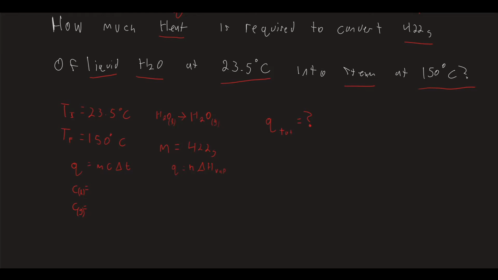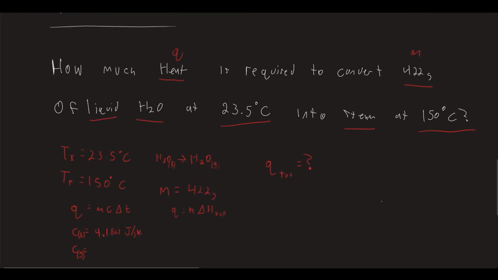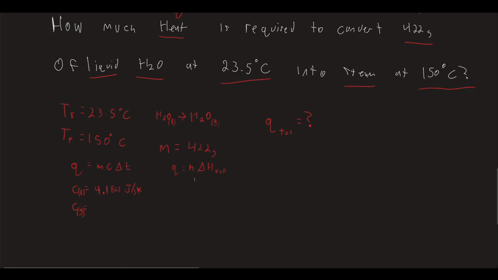The specific heat of water in the liquid state is a number that may be useful to memorize or just recognize: 4.184 joules per gram Kelvin. So I actually made a wee mistake here. We actually want the temperature in Kelvin, so we need to make a conversion from Celsius to Kelvin. Keep that in mind.